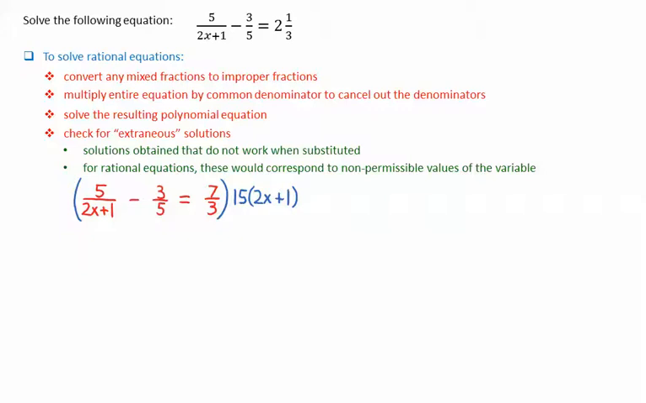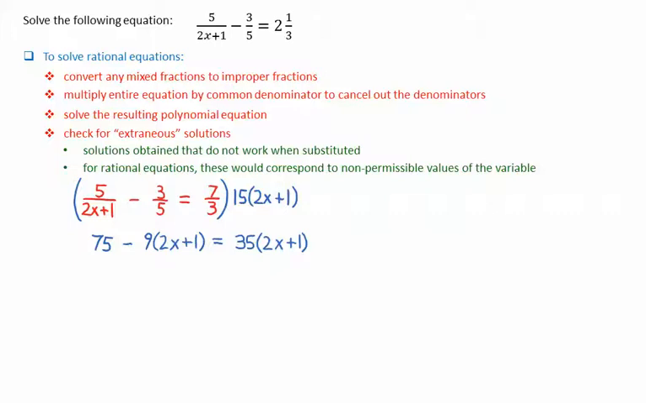For the first term, the 2x plus 1 cancels out, leaving 5 times 15, which is 75. For the second term, the 15 cancels out with the 5, giving 3, and we have the 3 on top still, giving us 9 times 2x plus 1. And for the third term, the 15 cancels out with the 3, giving us 5. We still have the 7 on top, giving us 35 times 2x plus 1.